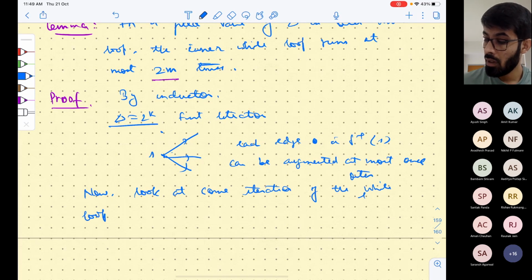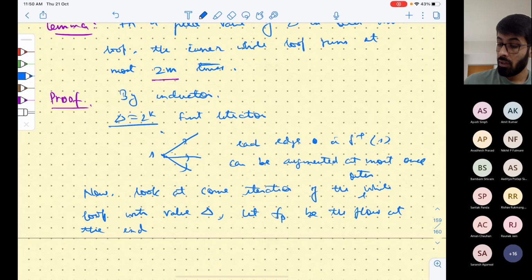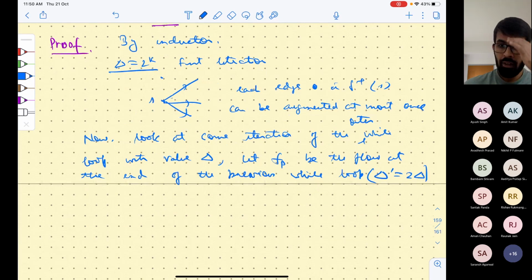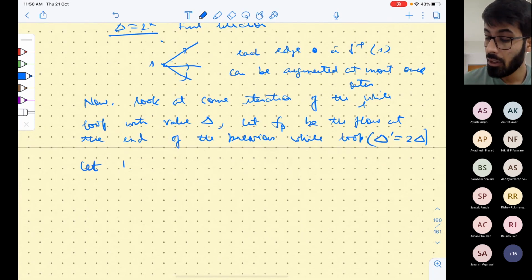Outer while loop with value delta, right? And let FP be the flow at the end of the previous while loop. And what is the previous while loop? With delta prime equal to 2 delta. That was the previous while loop, right? So let's take that delta prime, in the previous iteration, okay? And let the maximum flow be F star.